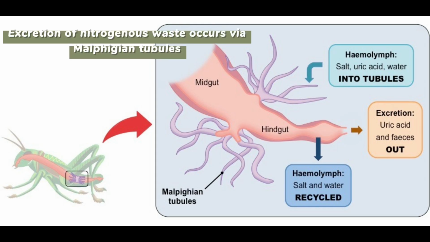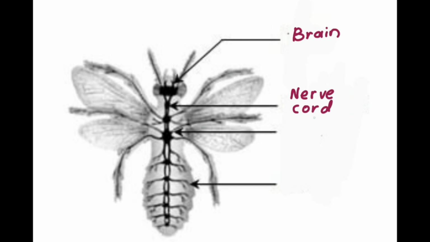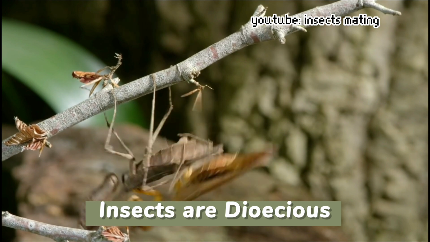Other than that, the excretion of nitrogenous waste occurs via Malpighian tubules. The nervous system for Insecta is also complex. It includes a number of ganglia, which supply nerves to successive segments of the body, and a ventral and double nerve cord. Insects are also dioecious.